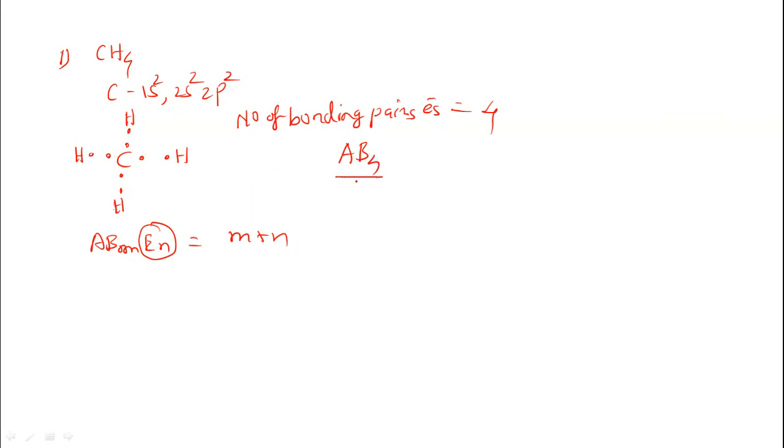This is an AB4 type of molecule. And for an AB4 type of molecule, the predicted geometry is tetrahedral. We can represent this molecule in this way, AB4, like this. So in this way, on the basis of the VSEPR theory, we can predict the geometry of the molecule. Actually, this molecule does not have any lone pair of electrons.